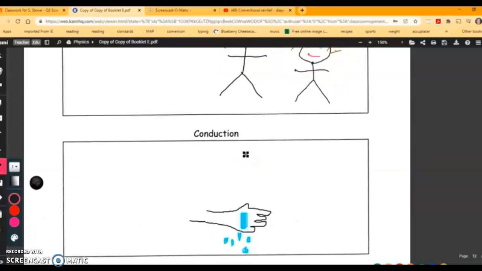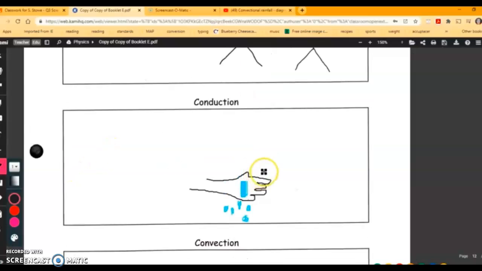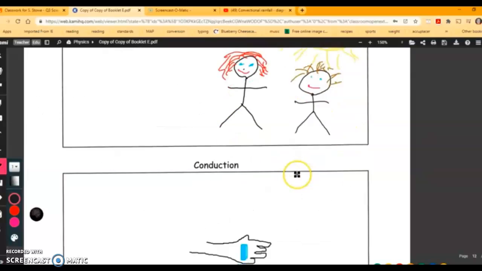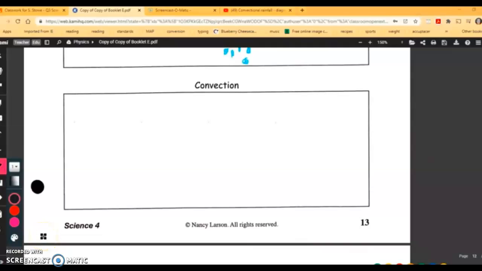So on page 13, we need to draw in the last box under convection. We have drawn in the first two, so I want you to think about something that you can draw for convection. We've talked about a few things. You can talk to your teacher about it. We filled in radiation and conduction. Convection, like I said, we went over a few things, and also we've seen some videos, so you should be able to come up with something to draw in that box. So please do so using your colored pencils.